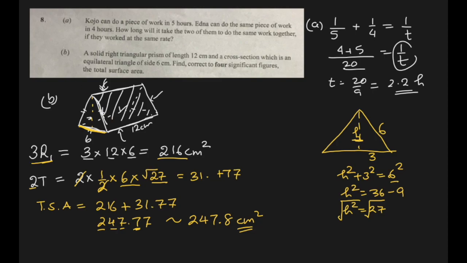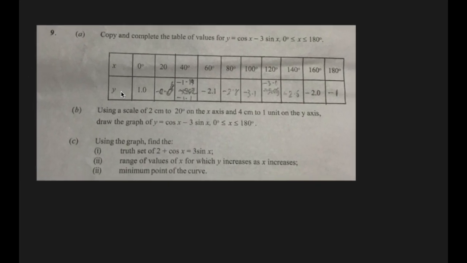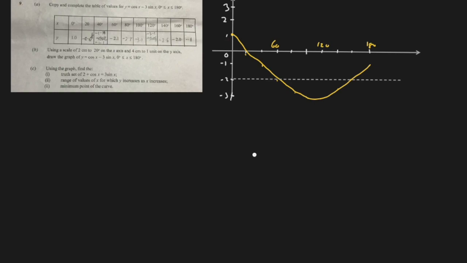Okay, what next? Copy and complete the table, and someone has already done that. Let me verify some of them. This is y equal to cos x minus 3 sin x, and our angles should be between 0 and 180. 0 and 180 is there, so we have to put. You can also verify yourself. Let me also verify this. So I verified all the entries here. They were 1 or 2 digits. The 100th digit is a little different, but it is not being rounded off.